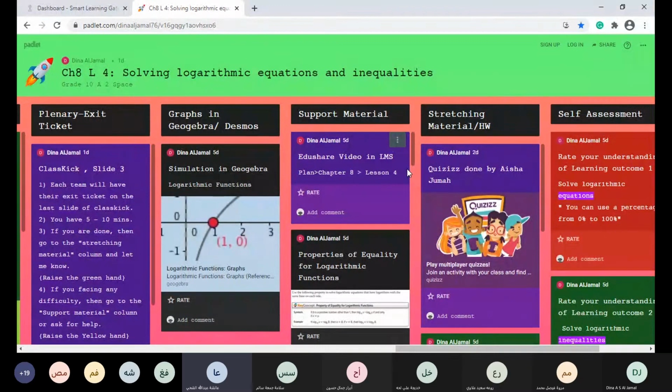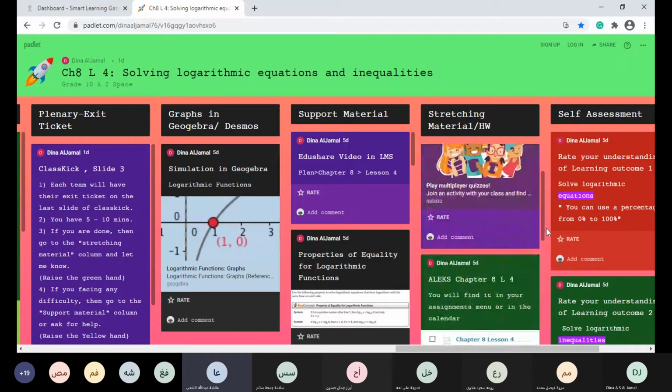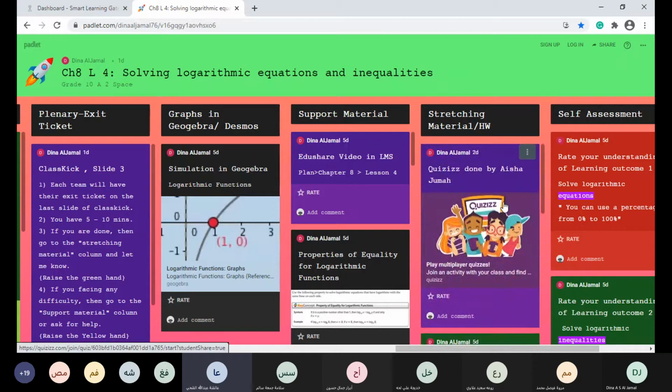Lastly, if you are done and you want more activities, you will go to the stretching materials. And you will have an activity in ALEKS and more practice in the book. And also you have quizzes. You can do them to practice more.